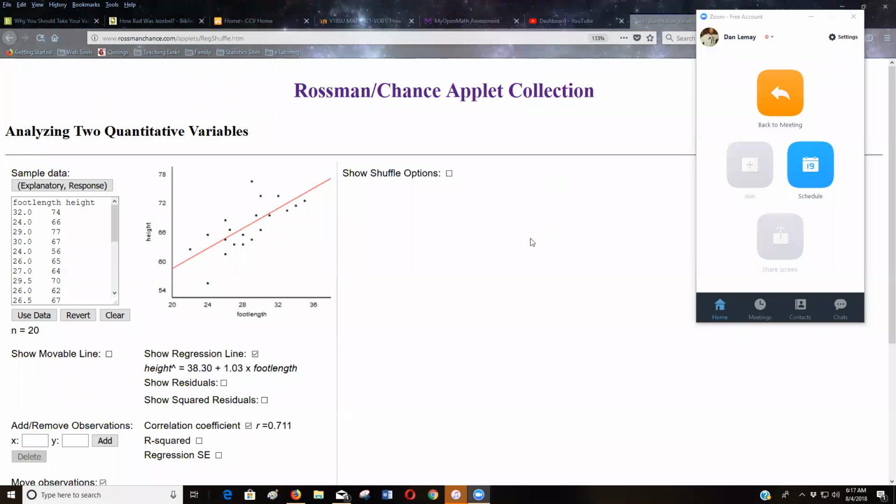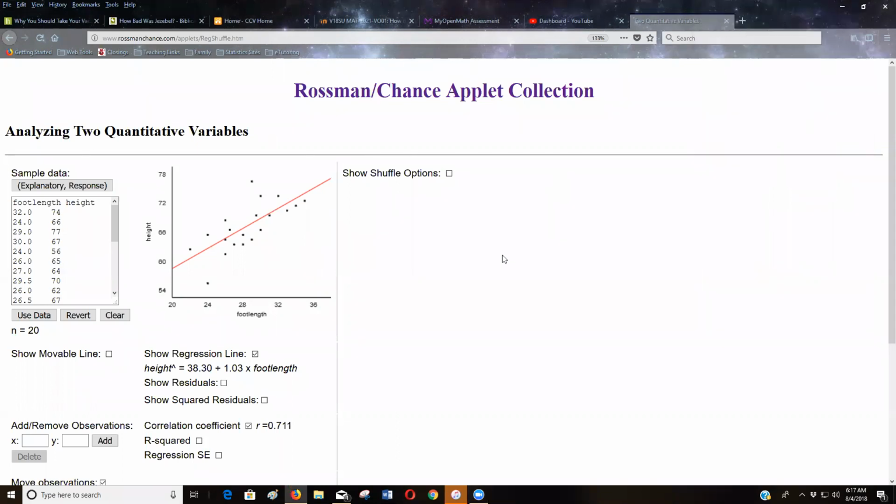Okay, so people asked, how do you spot an outlier? What's an outlier when you start dealing with regression and two quantitative variables? How can you determine what an outlier is? Is it just something that's far away from the rest of the data, or is there something else going on?